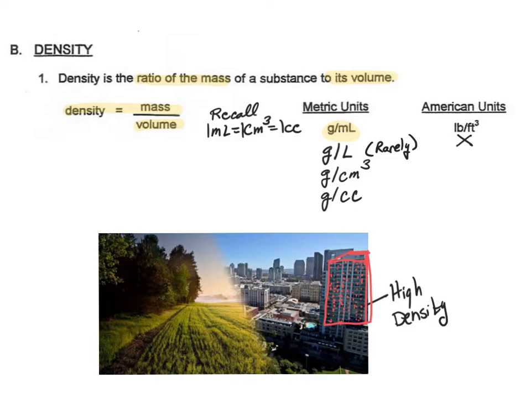On the other hand, if you live out in the farm, there's one person per acre, maybe, and if you're out in that area, we're going to have a very low density where there's very few people given the same volume. And now we're going to answer an age-old question.